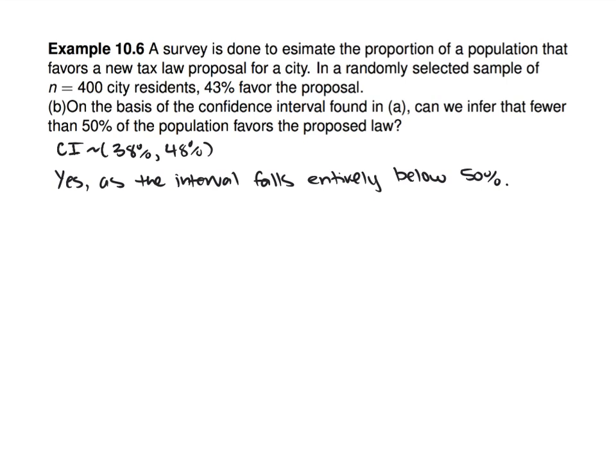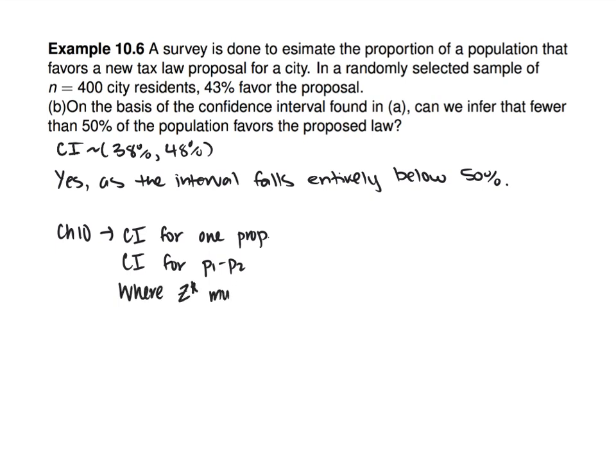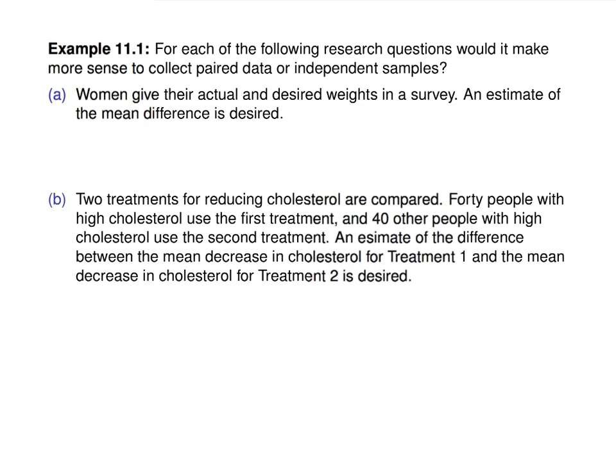So in a nutshell, those are the big ideas for Chapter 10. What you have to know for Chapter 10 is how to find a confidence interval for one proportion, a confidence interval for a difference in two proportions, and you need to know where the z-star multipliers come from. Those are the big ideas in Chapter 10. Next, we're going to review Chapter 11, which discusses confidence intervals for means.